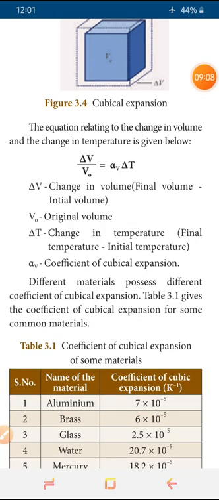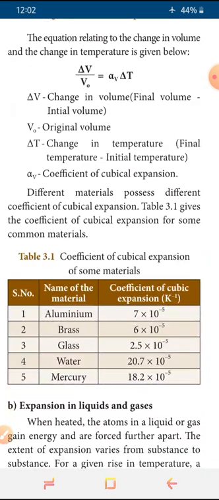In cubical expansion, we know which one is expanding. After heating, the solid volume increases. This is called cubical expansion, and for that figure 3.4 is given, and the equation we use is delta V by V naught is equal to alpha V delta T. Delta V is the change in volume, V naught is the original volume, and delta T is the change in temperature. Alpha V is the coefficient of cubical expansion, and the values for different materials are given here. Aluminum is 7 into 10 to the power minus 5 K power minus 1, and likewise brass, glass, water, and mercury values are given. Just go through these values.